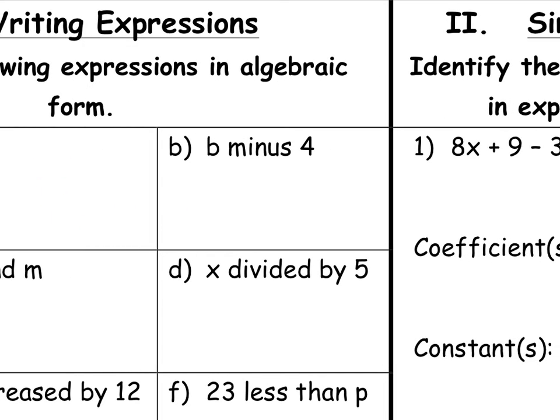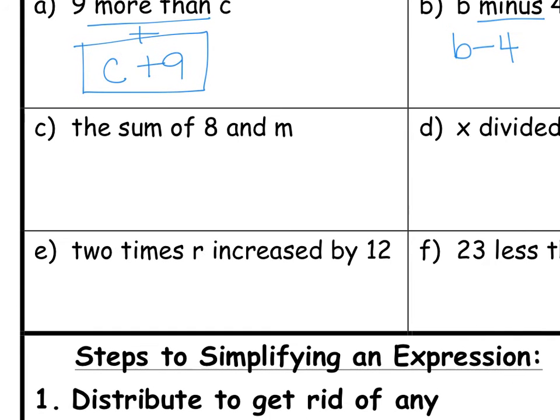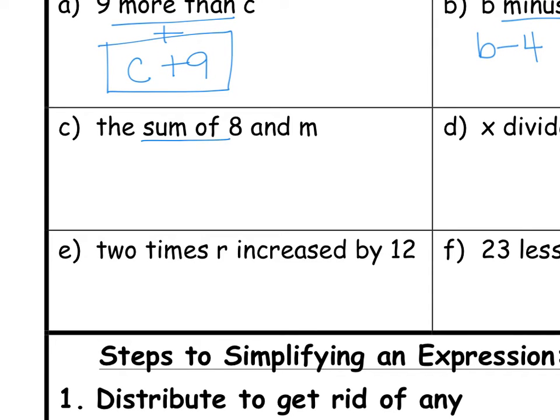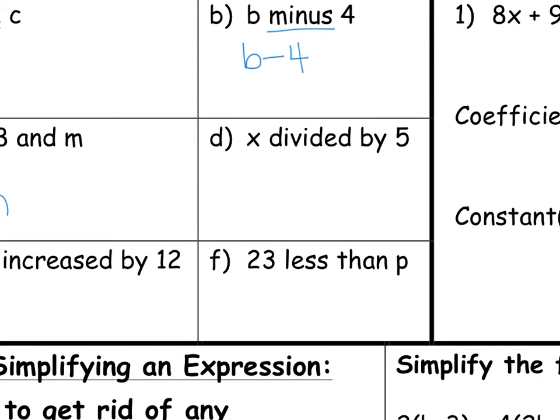Letter B, B minus 4. Simple as B minus 4. Letter C, the sum of. So the sum of means addition, so we're looking at the sum of 8 and M. Letter D, divided by, so X divided by 5.